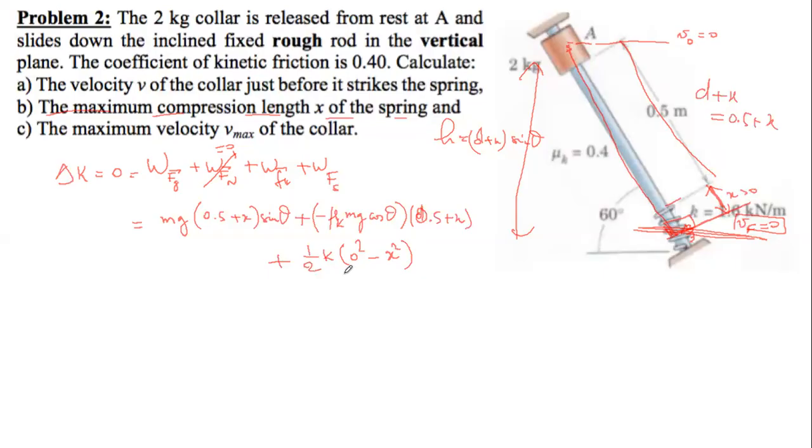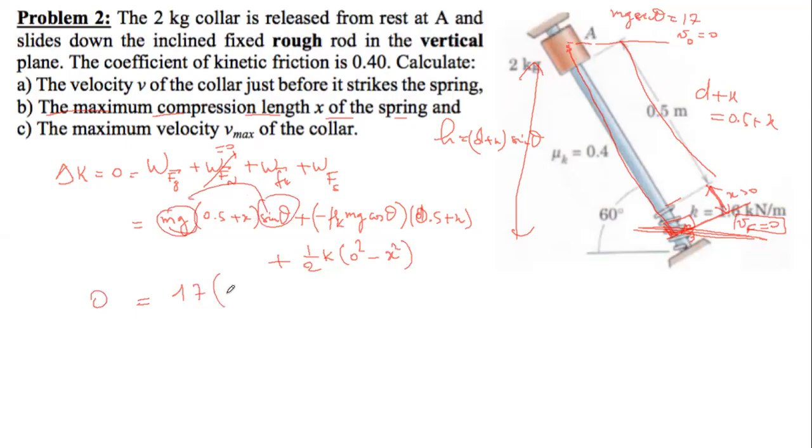Let me write it in a clear way. I have to find 0. mg, I can calculate it. M is 2, g is 9.8. So let me calculate mg sine theta. If you do the calculation, you will find 17. I just calculated mg sine theta.